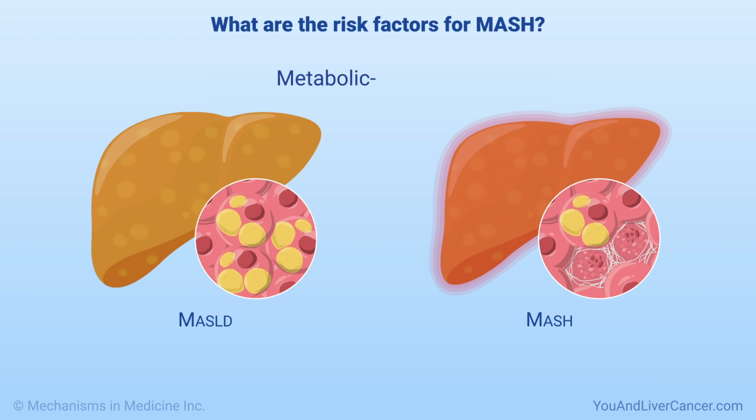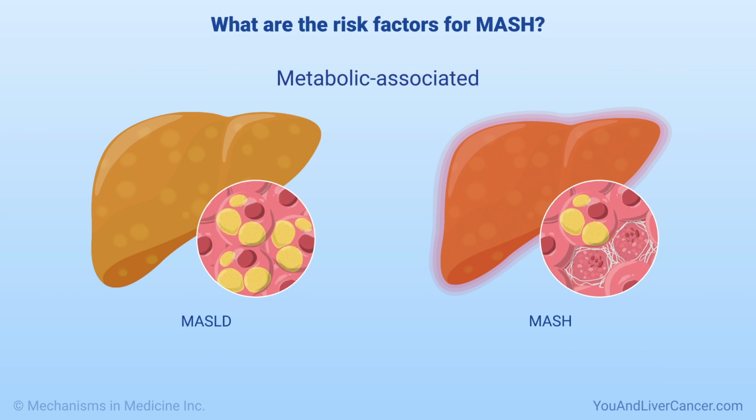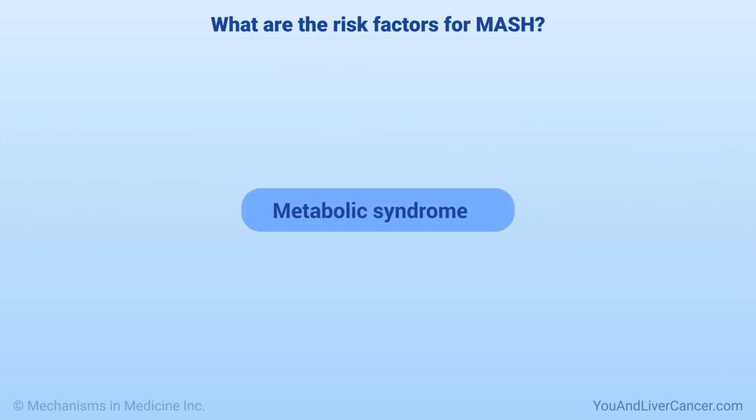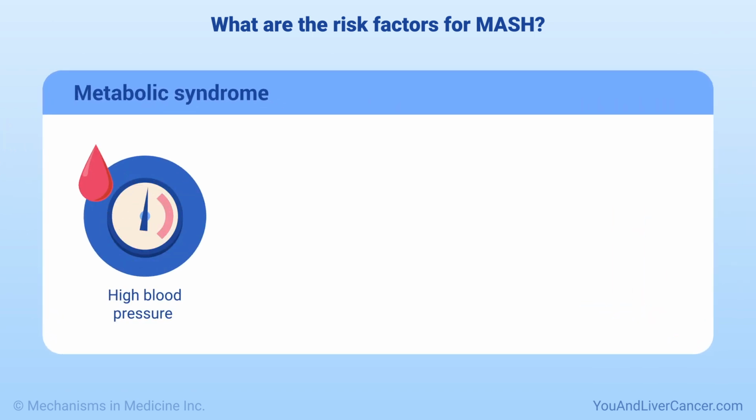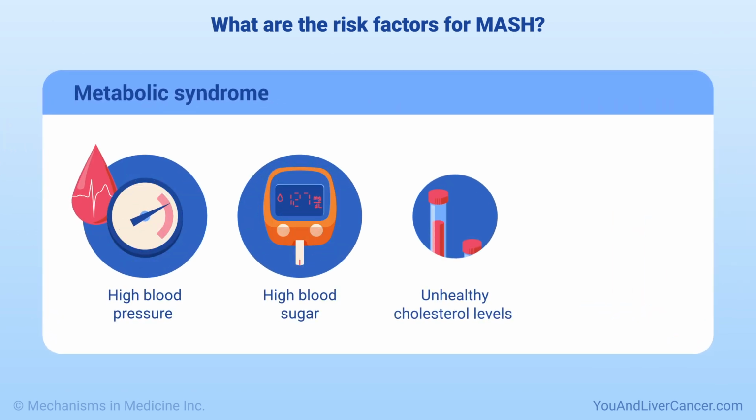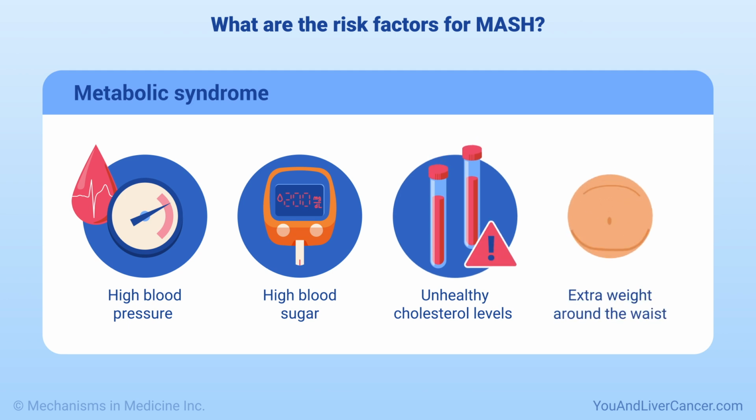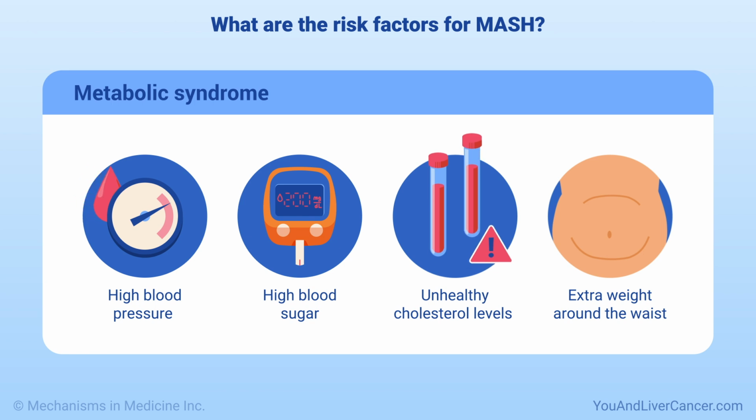The term metabolic-associated signals that both these liver conditions are associated with metabolic syndrome, a combination of high blood pressure and blood sugar, unhealthy cholesterol levels, and extra weight around the waist. Metabolic syndrome is linked to heart disease, stroke, and other conditions, as well as liver disease, so taking steps to prevent and treat MASH can help your general health.